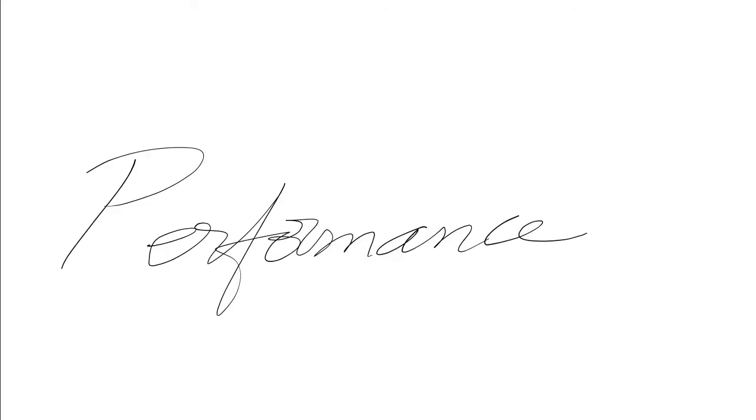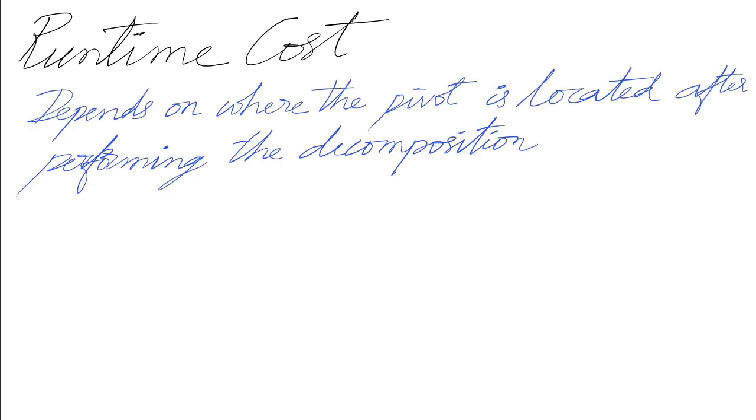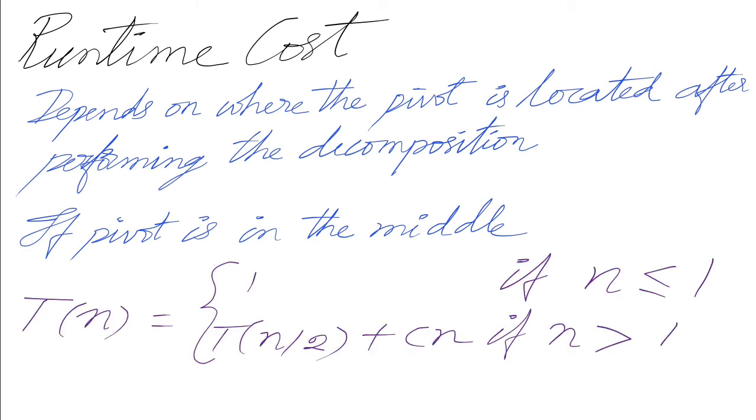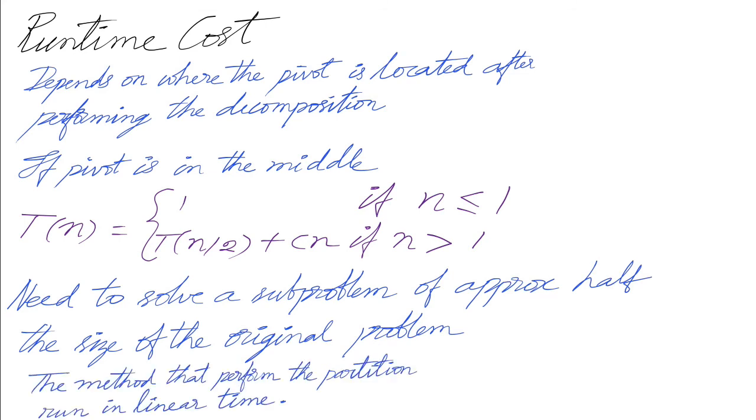So let's look at the performance. What is the runtime cost? It depends on where the pivot is located after performing the decomposition. If the pivot is in the middle, it's given by this equation. We need to solve a subproblem of approximately half the size of the original problem. The method that performs the partition runs in linear time. This is the best case scenario where we have O of n as the time complexity.